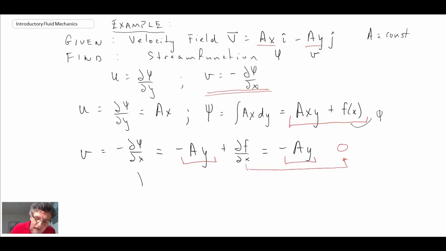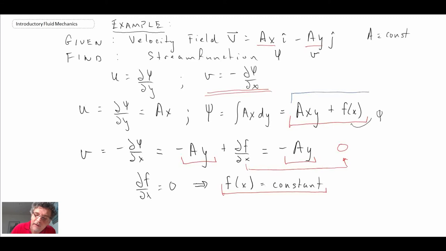So what we can say is partial f by partial x is equal to zero. Now that would only be the case if f of x is equal to a constant. So it's not a function of x, it's just some constant. If we know that f of x is equal to a constant, and we know from up here what psi is equal to, we can combine those two, and we then come up with an algebraic expression for our stream function as being axy plus some constant.